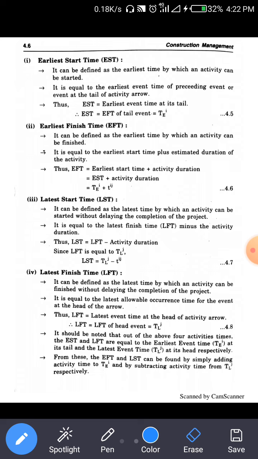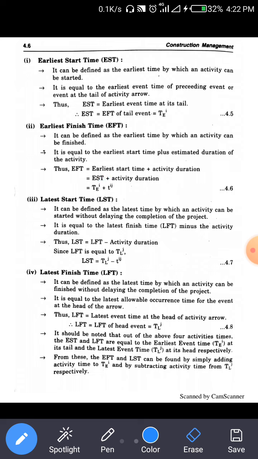Similarly, EFT, the earliest finish time, is defined as the earliest time by which an activity can be finished. It is equal to the earliest starting time plus the duration of the activity. So EST plus activity duration, TEi plus tij, is the earliest finish time.